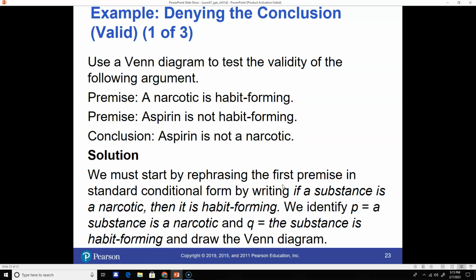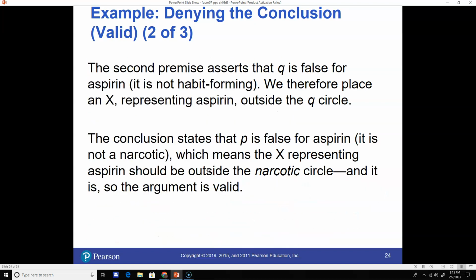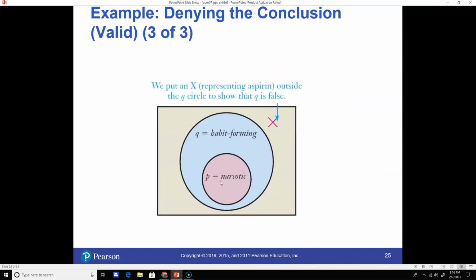They start by rephrasing the first premise in the standard conditional form by writing it, if a substance is a narcotic, then it is habit forming. Okay. We identify P, a substance is a narcotic, and Q, the substance is habit forming. So that's what we're going to draw in the Venn diagram. And then the second premise asserts that Q is false for aspirin. It's not habit forming. Therefore, we place an X representing aspirin outside the Q circle. The conclusion states that P is false for aspirin. It's not a narcotic, which means that X representing aspirin should be outside the narcotic circle, and it is. So we get a valid argument as well.